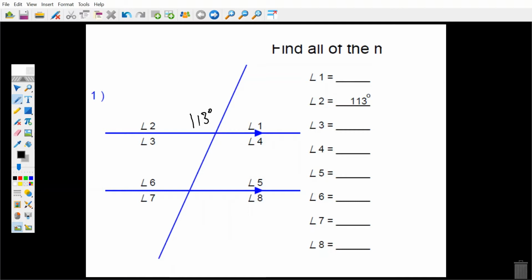The important thing to remember here is that a straight line adds up to 180 degrees. So this will be 67. Angle 2 and 4 are vertically opposite, as are angles 1 and 3. Angles 3 and 5 are alternate interior angles, as are 4 and 6. Angles 2 and 8 are alternate exterior angles, and angles 1 and 7 are alternate exterior angles as well. So your answers are either 113 or 67. Next question.